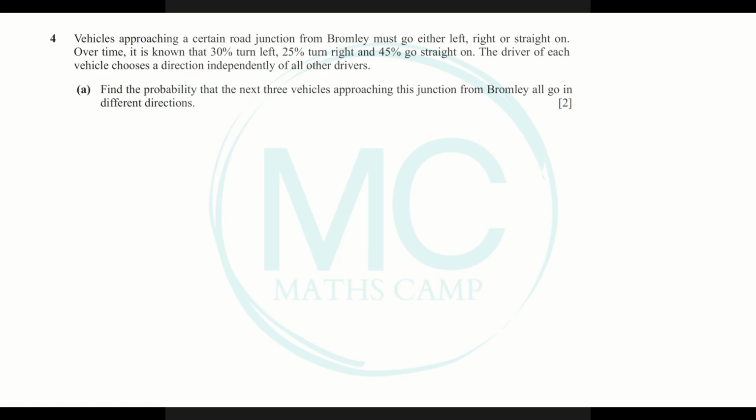Vehicles approaching a certain road juncture from Bromley must either go left, right, or straight on. Over time, it is known that 30% turn left, 25% turn right, and 45% go straight on. The driver of each vehicle chooses a direction independently of all other drivers. Part A says find the probability the next 3 vehicles approaching this juncture from Bromley all go in different directions.